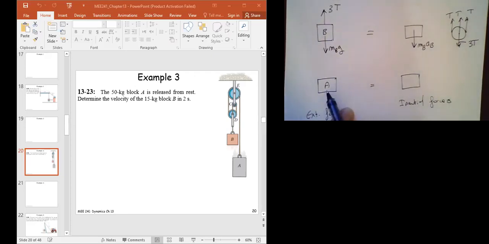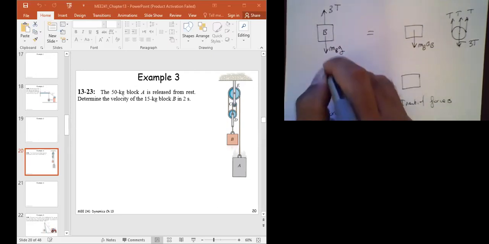Now let's do the free body diagram on A. What are the forces applied on A? The weight and the tension in the cable. The weight is going to be MAG. And how about the tension upward? Is it going to be 3T, 2T, T, or negative T? It's upward, so it's T.